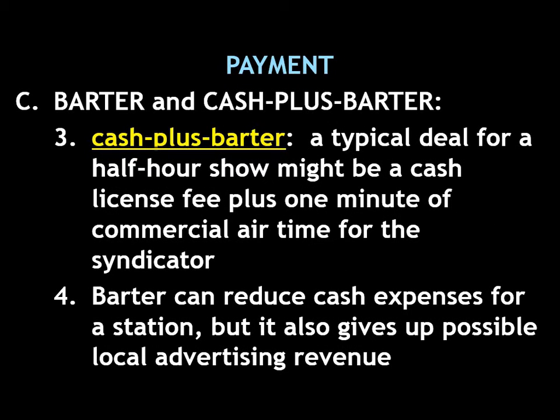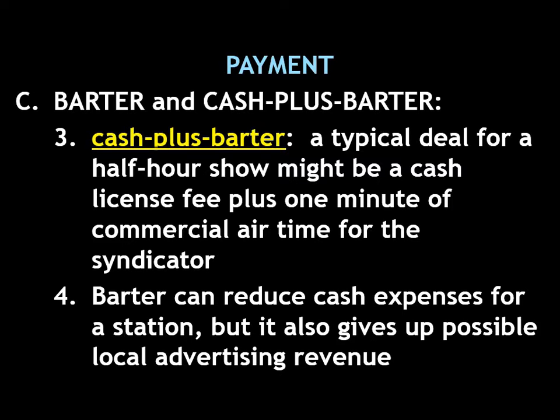Cash plus barter is a typical deal for a half-hour show in which a cash license fee plus 1 minute of commercial airtime is provided to the syndicator. So in this scenario, out of the 8 minutes of available commercial time, 1 minute is kept by the syndicator to run its commercials, and the remaining 7 minutes are provided to the television station.